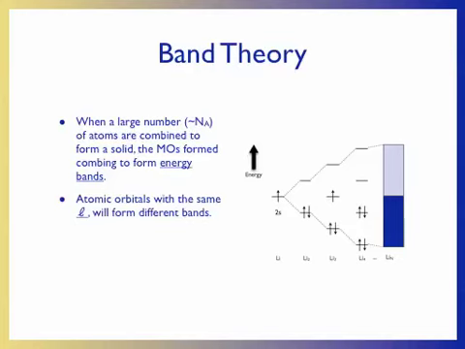We would also end up with several unfilled molecular orbitals that will also form a band of very close in energy molecular orbitals. Notice that atomic orbitals with the same l will form different bands. Since we formed the lithium band from the 2s orbitals, we would call this the 2s band for lithium, which is half filled with electrons and half empty.